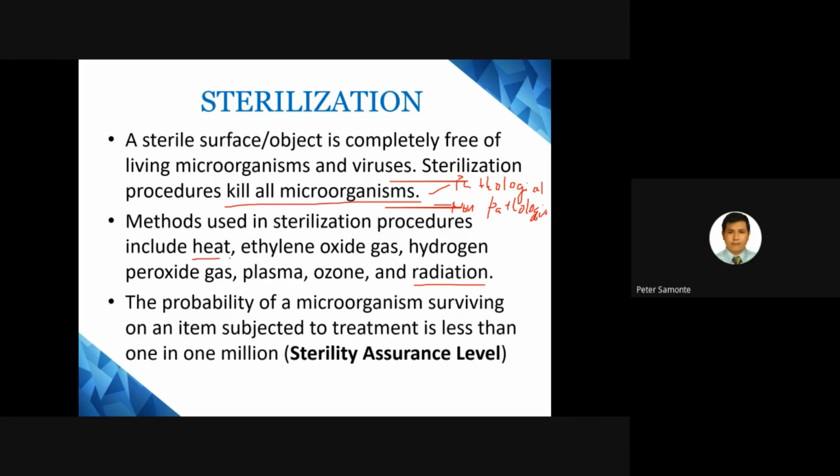Bakit. The probability of a microorganism surviving on an item subjected to treatment is less than 1 in 1 million. So imagine, class, 1 in 1 million ang possibility na mag-survive ang bacteria or a microorganism sa sterilization. This is the sterility assurance level. So if you're asked, what is the sterility assurance level? It is survival in less than 1 in 1 million.